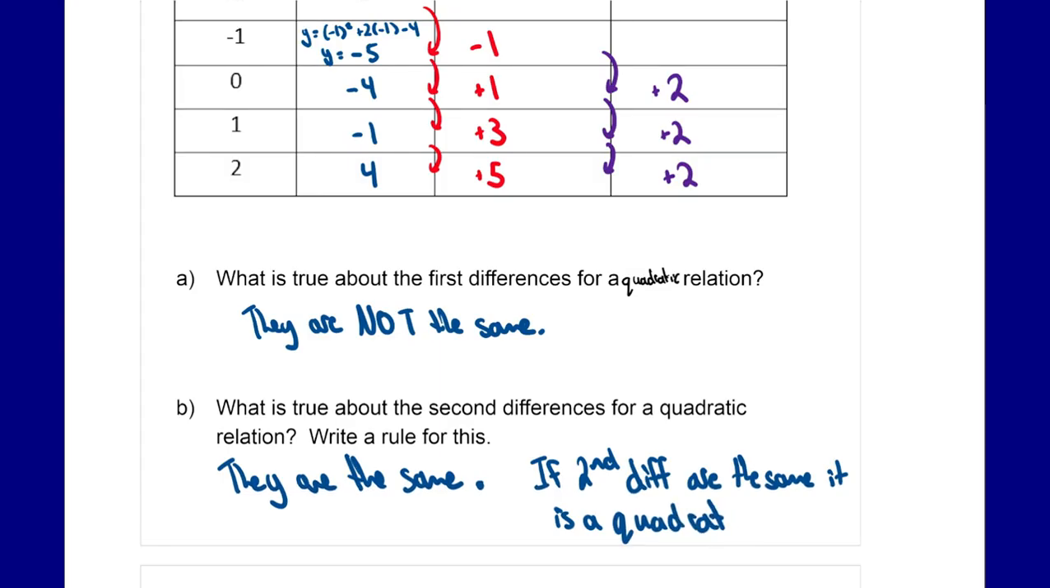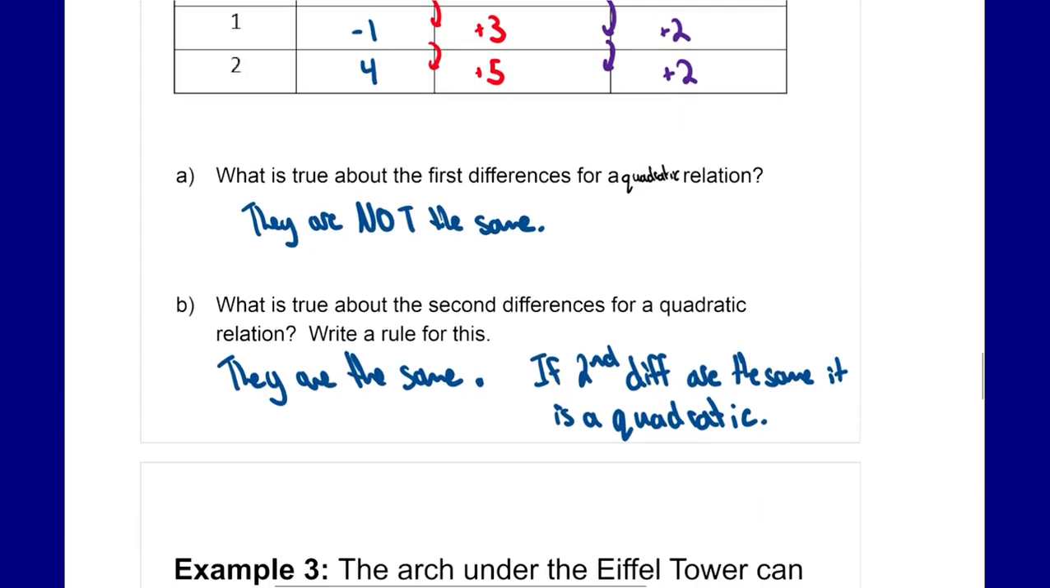So again, just that understanding: if I'm given a table of values, I can check to see if it is a quadratic or a linear relationship. We probably already knew, or hopefully we knew, the first differences from grade 9. Now we know second differences, which will help us determine whether or not it is a quadratic.